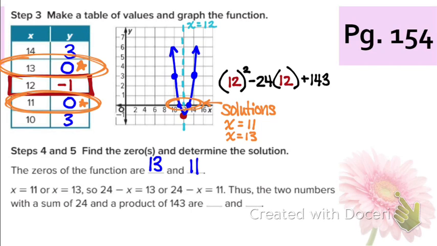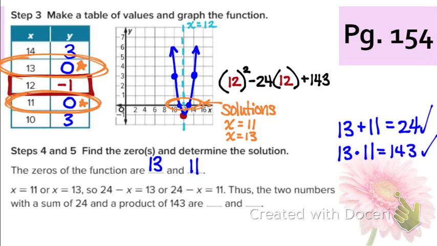We said at the beginning we were looking for two numbers that added to what? 24. If I do 13 plus 11, what does it add up to? 24. Cool. Multiplies for 143. Grab your calculators. I want you to double check that. If I do 13 times 11, 143. So the two numbers we were looking for were 13 and 11.